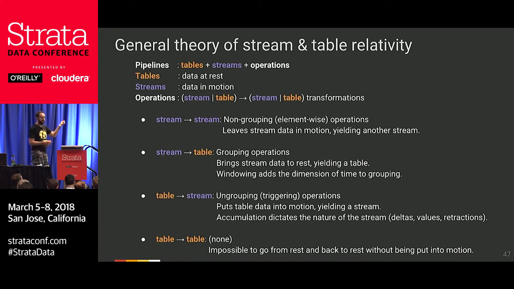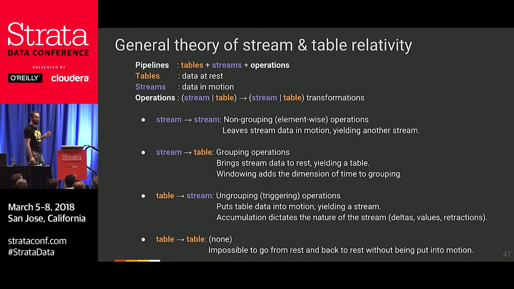They consume a stream or a table, and they produce a stream or a table on the other side, kind of eliding the whole multiple inputs, multiple outputs thing. That's fine. It generalizes. And then you have 4 types of operations. You have stream-to-stream operations. These are these non-grouping or element-wise operations, like the parse that we had in our example. These leave stream data in motion, yielding another stream.